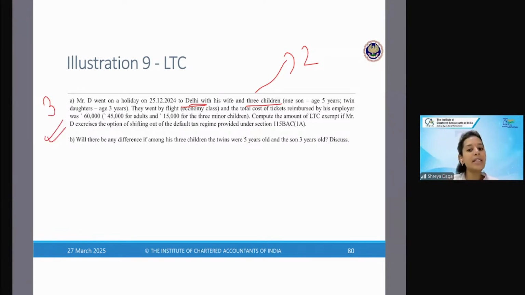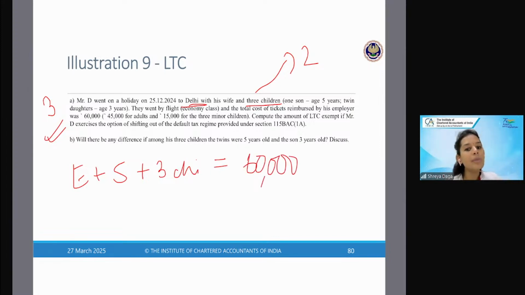They went by flight, economy class, which is okay. Economy class is allowed. The total cost of tickets reimbursed by the employer was 60,000, which is 45,000 for adults, meaning Mr. and Mrs. D, and 15,000 for the three children, which means 5,000 per child. Now, in our family definition, we have concluded that spouse and, in this case, three children are all covered. So employee plus spouse plus three children. If all of them are covered, then the total expense covered is 60,000. And by economy class flight they are taking, and we are assuming that he is going directly to Delhi by the shortest route. You can mention in the assumption that he is taking the shortest route.